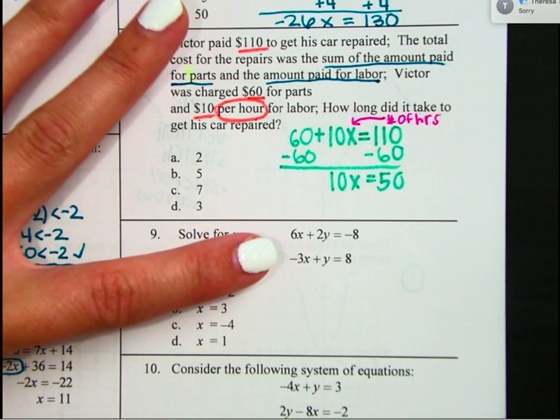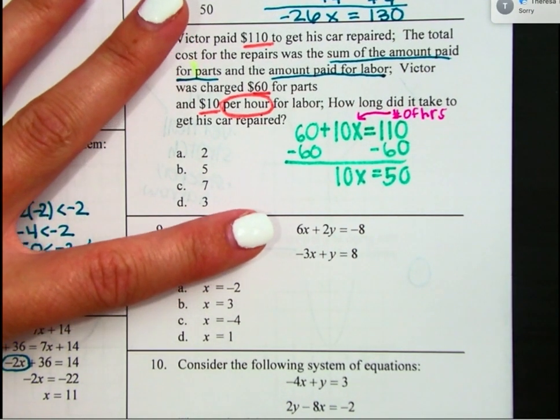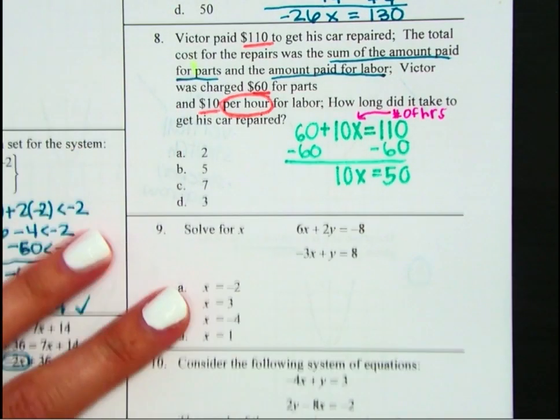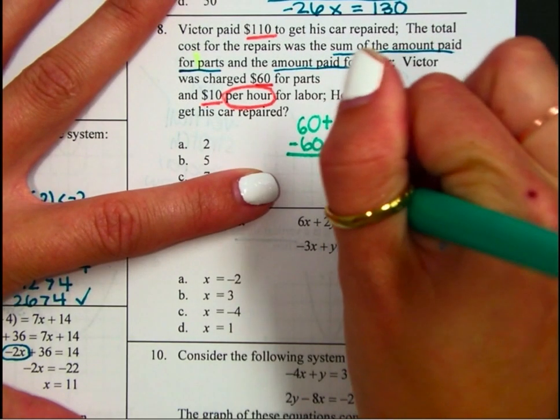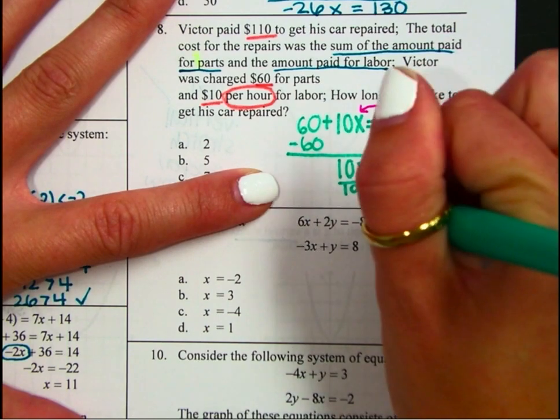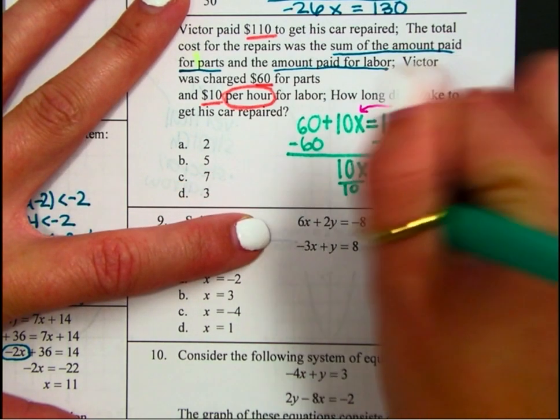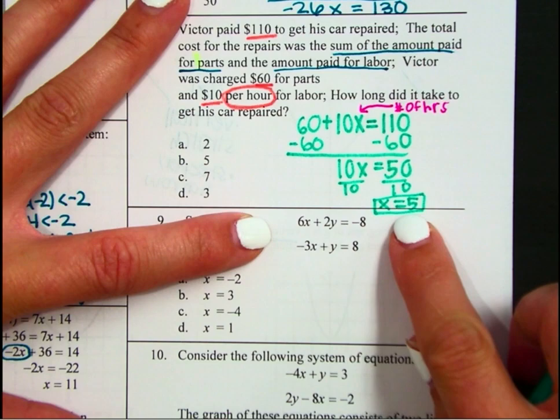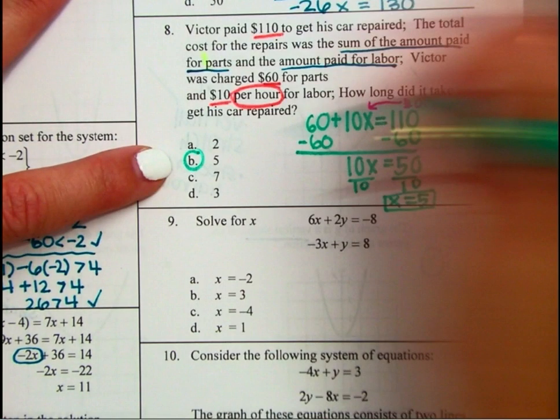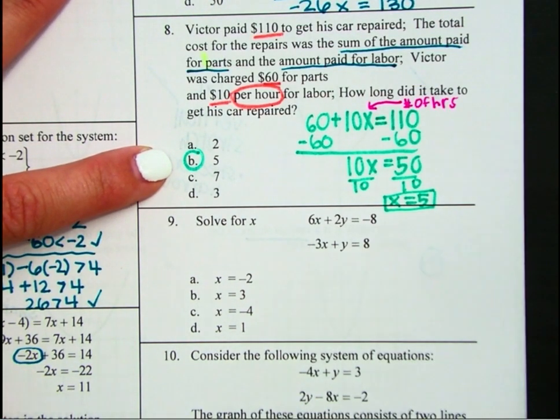Okay, so 110 minus 60 is going to give us 50. Then dividing by 10, 50 divided by 10 is going to give us 5. So it's going to take 5 hours for his car to be repaired.